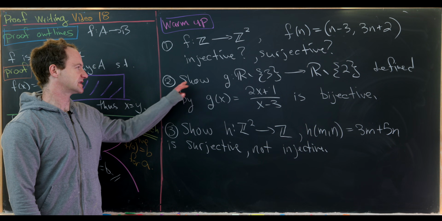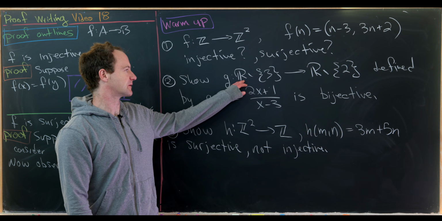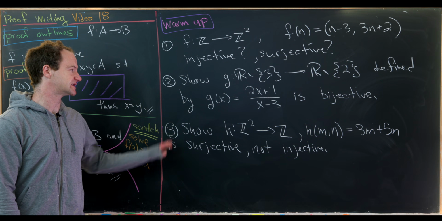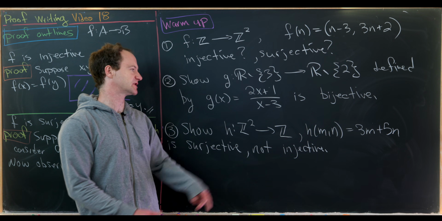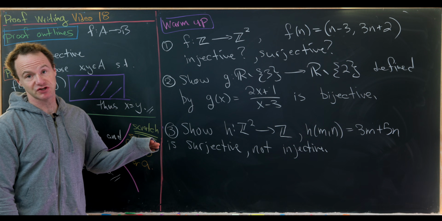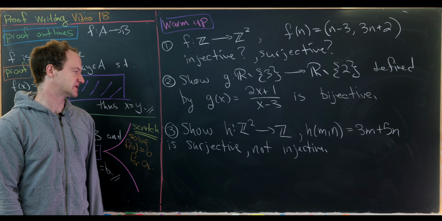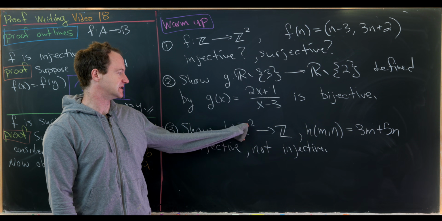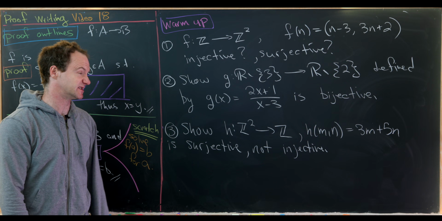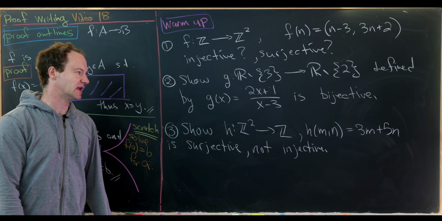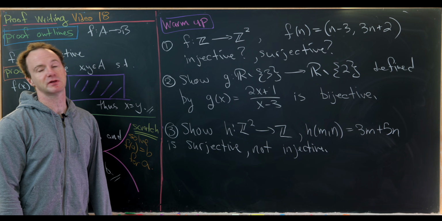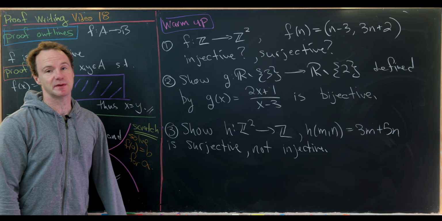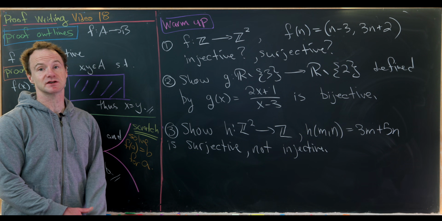So for our next one, let's consider the function g. It goes from R minus {3} to R minus {2}, and it's defined by g of x equals (2x plus 1) over (x plus 3). Let's show that it is indeed bijective. And finally, let's define a function h from Z cross Z, in other words, Z squared, to Z, defined by h of (m, n) equals 3m plus 5n. And you can show that that is surjective but not injective. And that's a good place to stop.